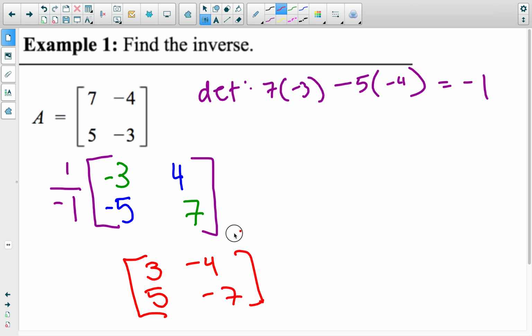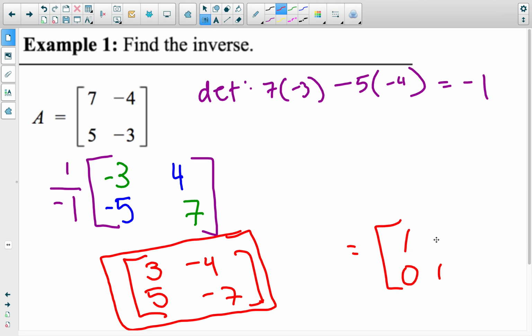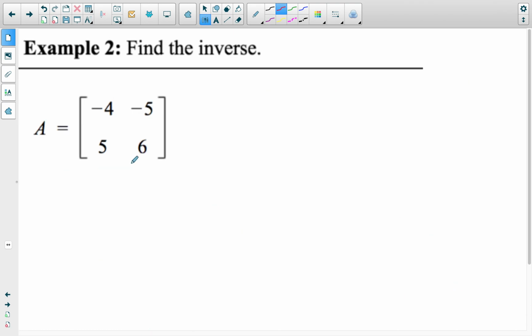That is our inverse matrix. This means that if we take our original matrix and multiply it times this one, we should get the identity. It's a good way to self-check and see whether you're getting what you're supposed to be getting. Pause the video, give this one a try.